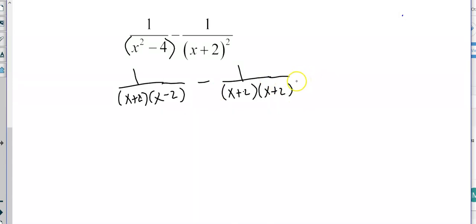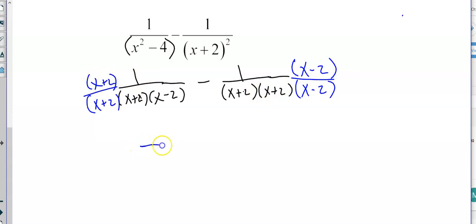Okay, so what is this side missing over here? So it looks like we don't have a common denominator yet. I've got two x plus 2's, but I don't have any x minus 2's. I need one of those guys, x minus 2. And what is this side missing? I need two x plus 2's. I only have one, so I need another x plus 2. Now my denominator is the same. So the denominator is going to be the same. It is x plus 2 quantity squared times x minus 2.